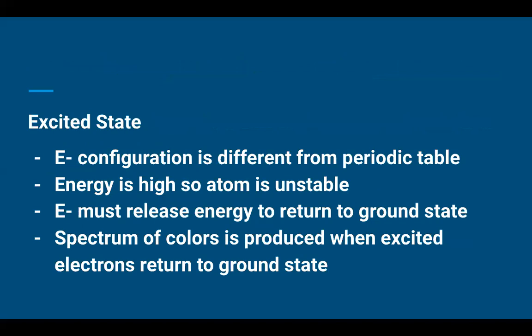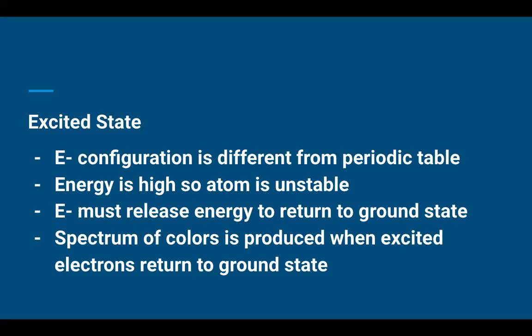Excited state. This is an electron configuration that's different than the periodic table, and we're going to do some practice questions, hopefully at the end of class, where you'll see an element that has its ground state configuration and its excited state. You'll see that there is a variance. There's a difference. The electron has moved from one level to a higher level. Energy is high, so unstable. The lower the energy, the more stable. The higher the energy, the more unstable.